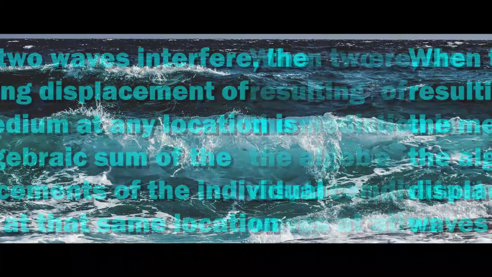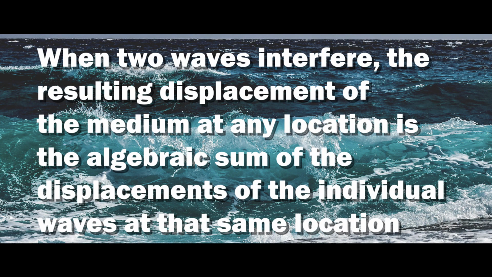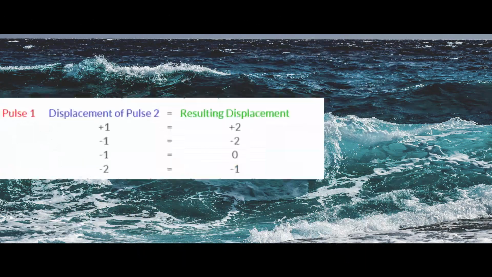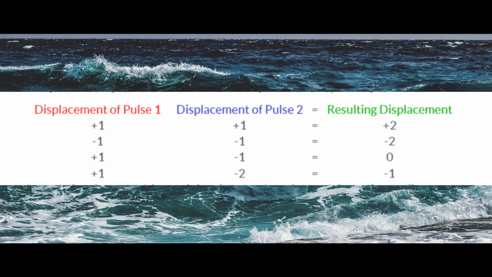The principle of superposition is sometimes stated as: when two waves interfere, the resulting displacement of the medium at any location is the algebraic sum of the displacements of the individual waves at that same location. Summing the individual displacements for locations of complete overlap is an easy task, as easy as simple arithmetic. So we have here the displacement of pulse 1 and the displacement of pulse 2.